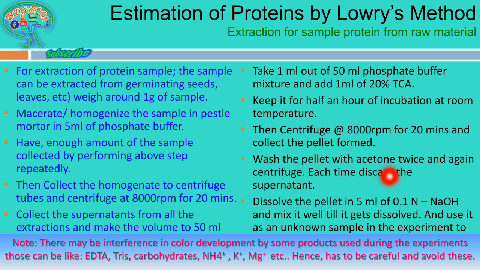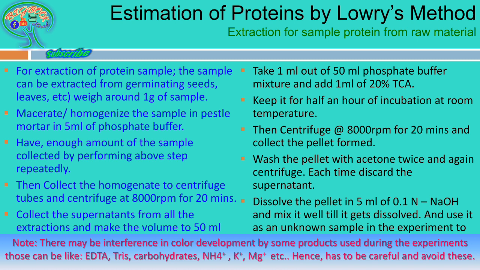Wash the pellet with acetone twice and again centrifuge. Each time discard the supernatant and retain whatever pellet is formed. Dissolve the pellet in 5 ml of 0.1 normal NaOH and mix it well till it gets dissolved, and use it as an unknown sample in the experiment.